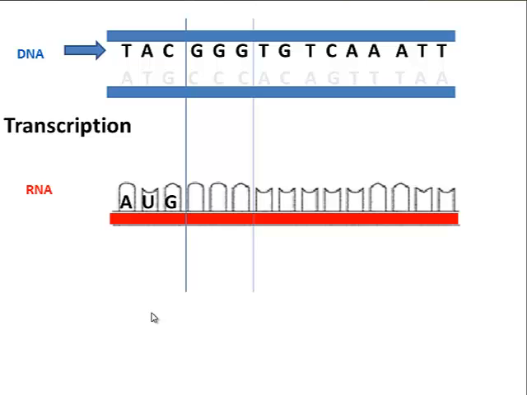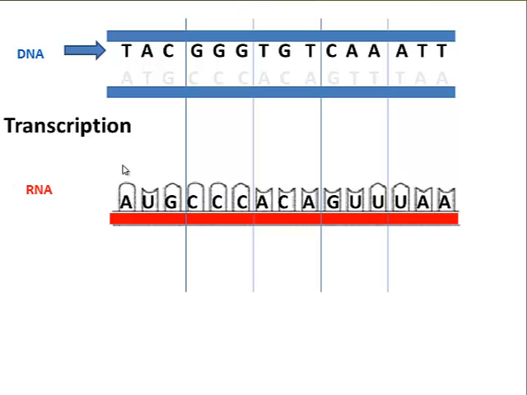The next DNA code, GGG, will be transcribed into CCC on RNA. Then you have TGT, which gets transcribed into ACA. Then you have CAA, which gets transcribed into GUU. Then you have ATT, which gets transcribed into UAA. Now remember, the DNA itself does not get altered. It stays exactly the way it is. We're only using the active side to assemble these RNA nucleotides in a very specific order.